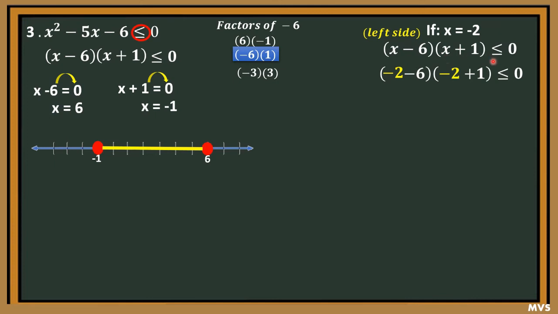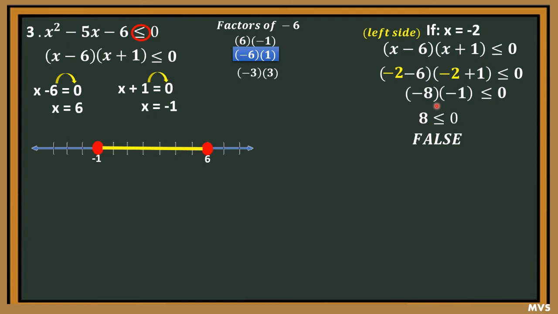Then simplify it, negative 2 minus 6, that is negative 8. Negative 2 plus 1, that is negative 1. Just copy less than or equal to 0. Then simplify the 2, that is positive 8. Is positive 8 less than or equal to 0? No, that is false. It means that left side is not included in the solution set.